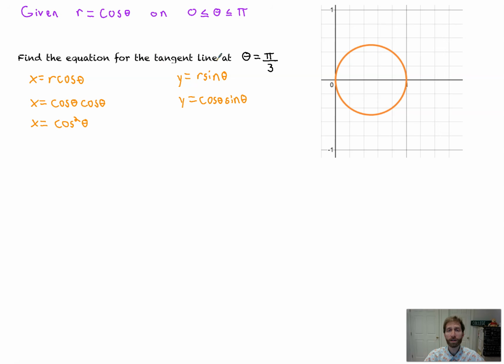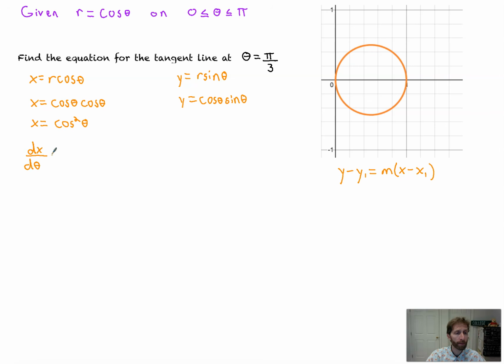Now to find the equation of the tangent line, as always, I'm going to put that right here. We need y minus y1 equals the slope times x minus x1. Now the order in which you find things doesn't matter, but we don't have the x or the y value, nor do we have the slope. I'm going to go after the slope first. To find the slope, we need dy d theta and we need dx d theta. So I'm going to find those independently here.